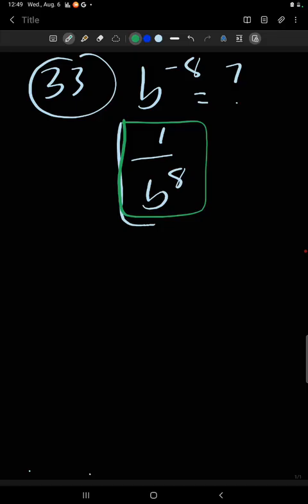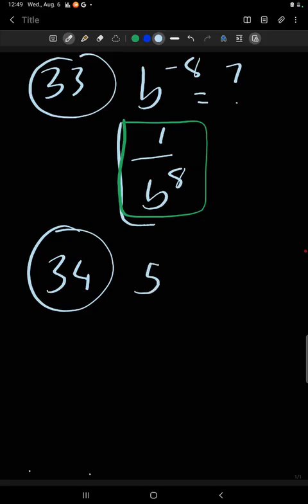Okay, and then we're going to do problem 34. Let's see what the problem statement is for that. Let's see, this is a little bit more involved. So 5 to the power negative 3, and then we have minus 4x to the power negative 2. What is that equal to?